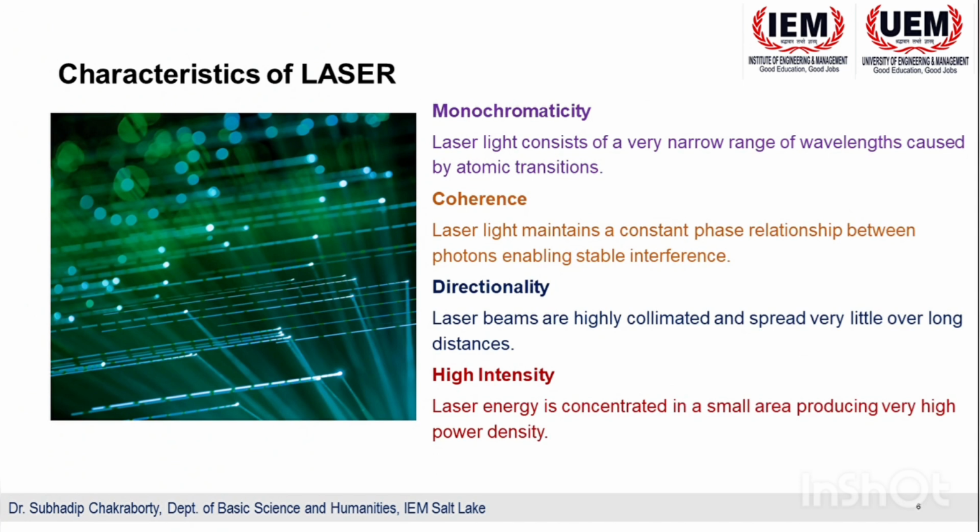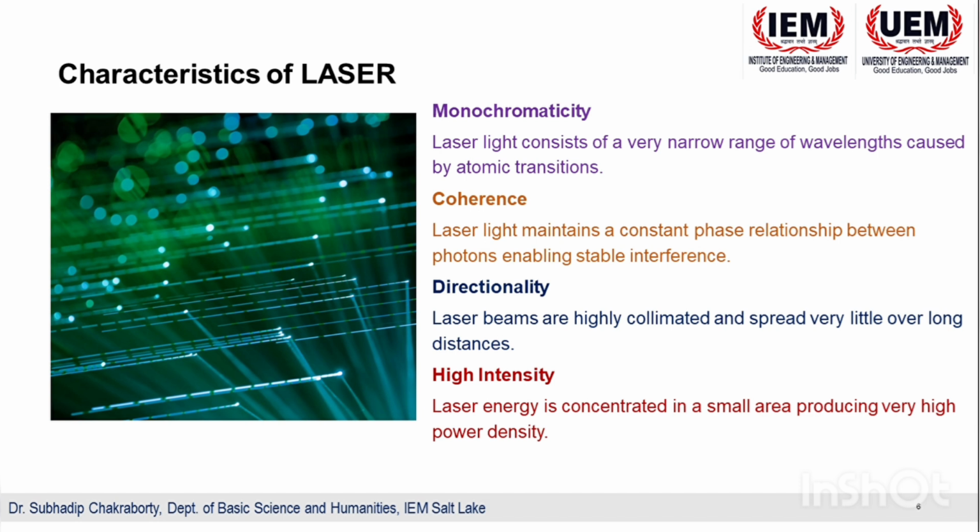Now let us focus on the basic characteristics of laser. The first property is its monochromaticity. Laser light consists of a very narrow range of wavelengths. In the ideal case, it is considered to be a single wavelength light source. However, practically there is always a small spread in wavelength or frequency due to effects such as Doppler broadening, natural broadening and collision broadening.